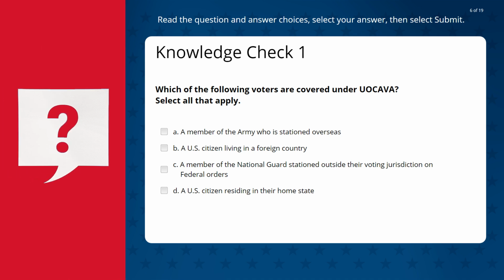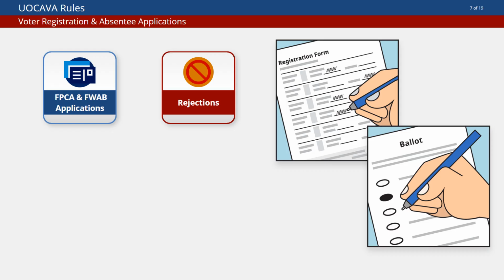Now it is time to check your understanding. Read the question and answer choices and select your answer. Then select Submit. Election administrators must accept any valid voter registration or absentee ballot application from a UOCAVA voter if received by not less than 30 days prior to the federal election. Select each button to learn more.